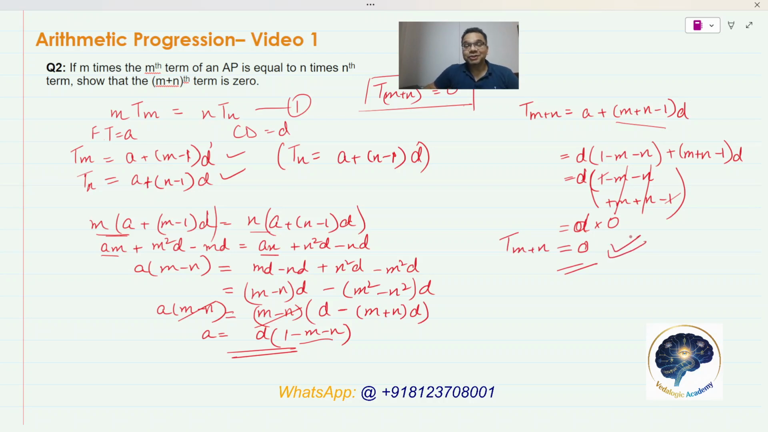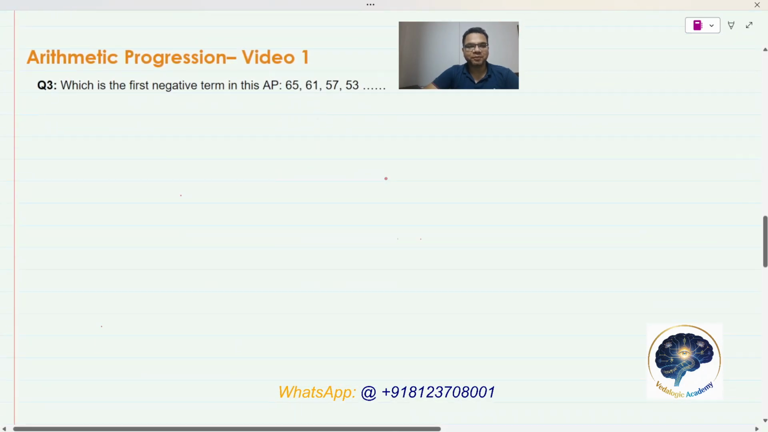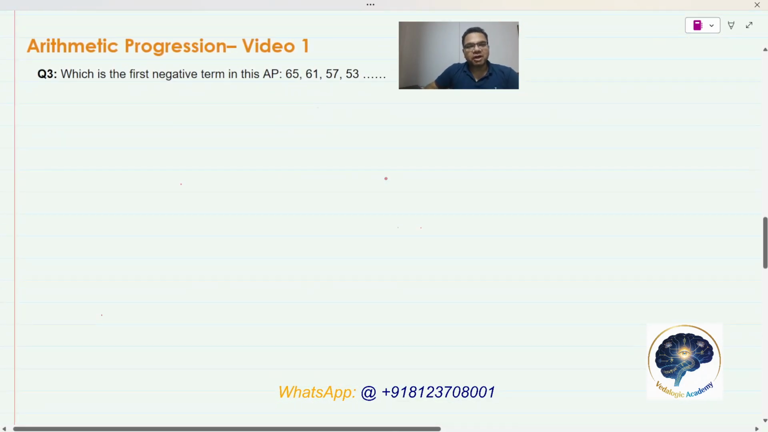Hope you understood. So again, I have not applied anything very fancy or out of course from here, right? Whatever you have studied in AP is what I'm going to apply. I have used the term n as a plus n minus 1 into d, and this is the only thing that I have used, and I have just applied this and proved the question. So the question might look a bit tricky, but the answers are simple here. Okay, so coming to the third question.